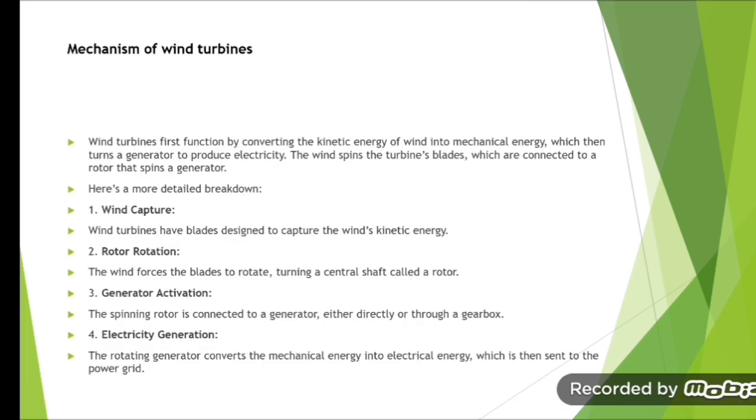Mechanism of the wind turbines. Wind turbines function by converting the kinetic energy of wind into mechanical energy, which then turns a generator to produce electricity. The wind spins the turbine's blades, which are connected to a rotor that spins a generator. Here's a detailed breakdown.